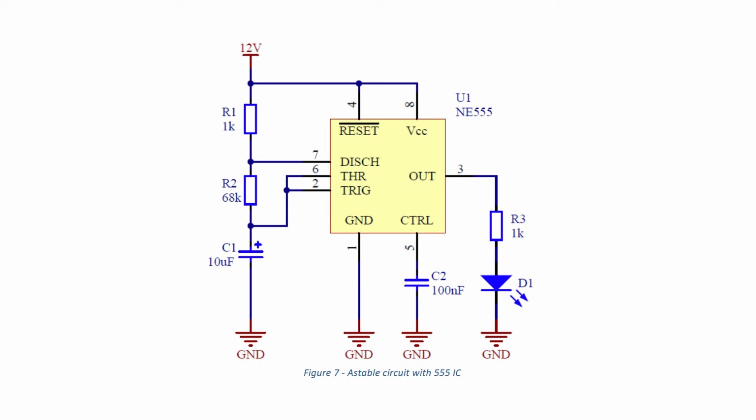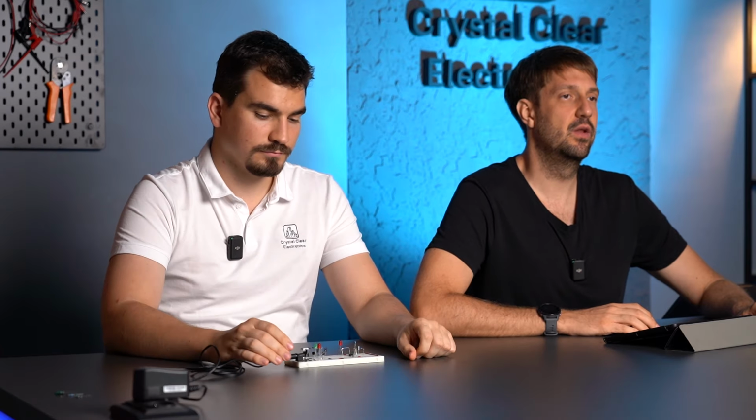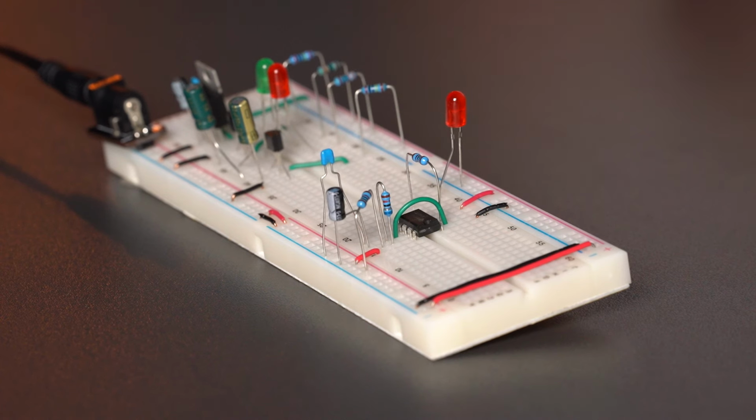Build the circuit shown in the figure on your breadboard, then add 12 volt power to the circuit using a lab power supply or power plug. The LED on the output will blink approximately once per second. Try changing the blinking frequency again by replacing the components.